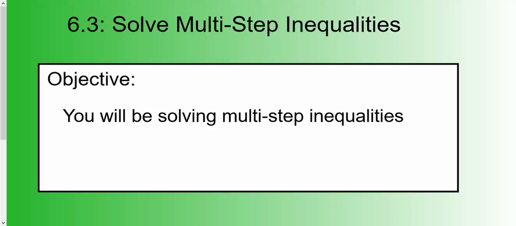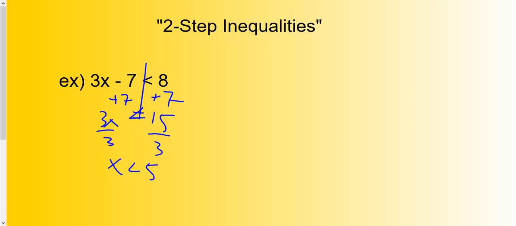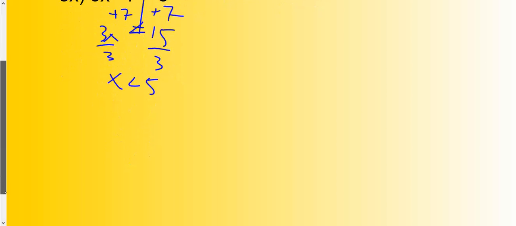Alright, 6.3 is multi-step inequalities. Basically the same rules are going to apply as yesterday with the multiplying and dividing of the negative numbers, and then it's just like solving equations. So, multi-step inequalities, we're just going to do exactly what we normally do, just like before. So in this case, we're going to add 7, divide by 3, and there you go. So nothing too different here.